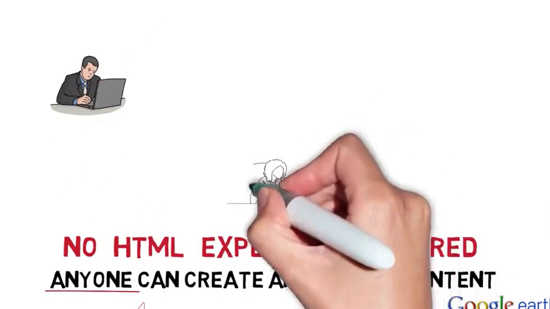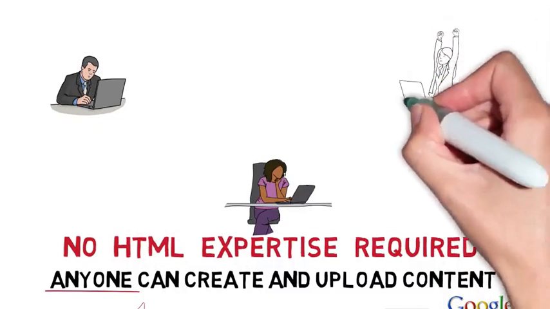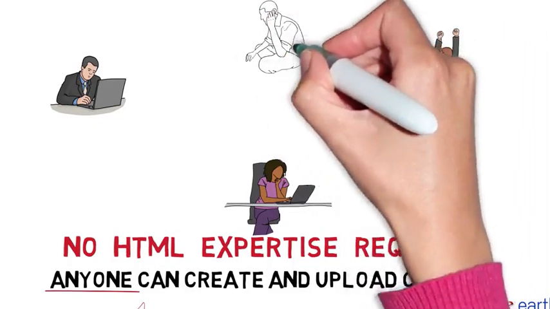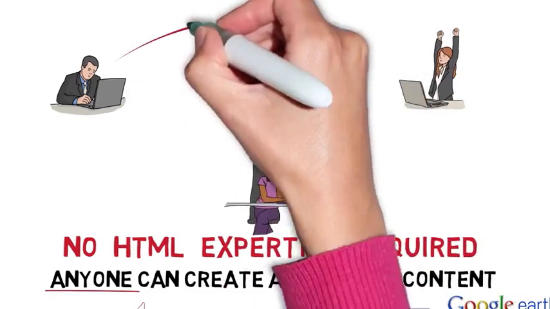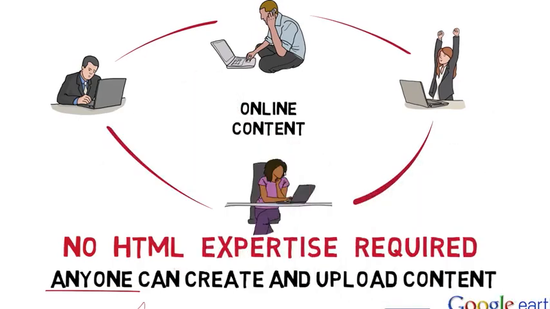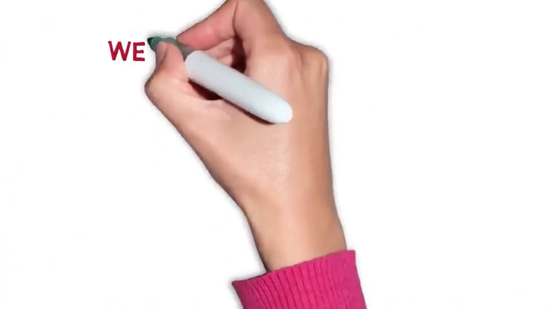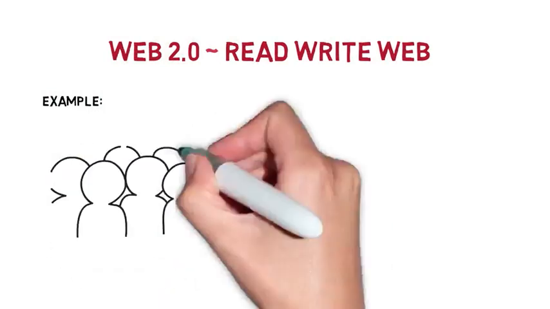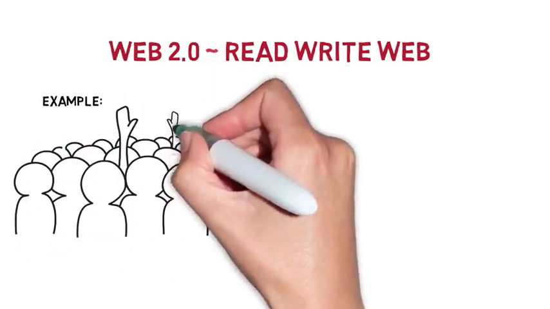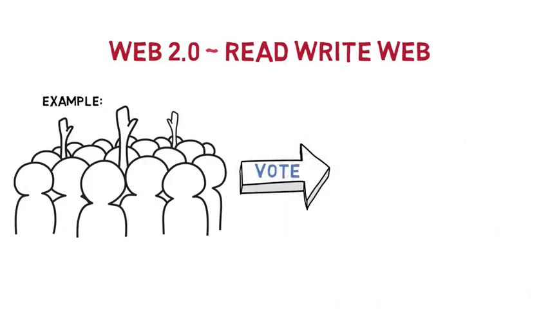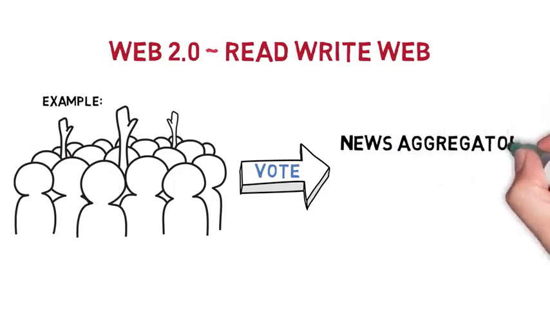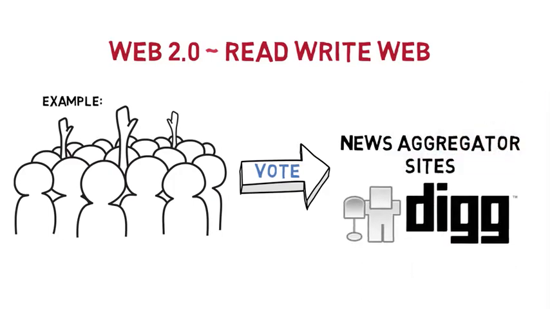In contrast to Web 1.0, Web 2.0 is democratic and bottom-up, with users creating content, sharing it, and collaborating with others that they may never meet face-to-face. Web 2.0 is known as the read-write web. For example, in Web 1.0, users read stories according to what the publisher considered were significant. In Web 2.0, users decide what stories are significant by voting for them on news aggregator sites such as digg.com.